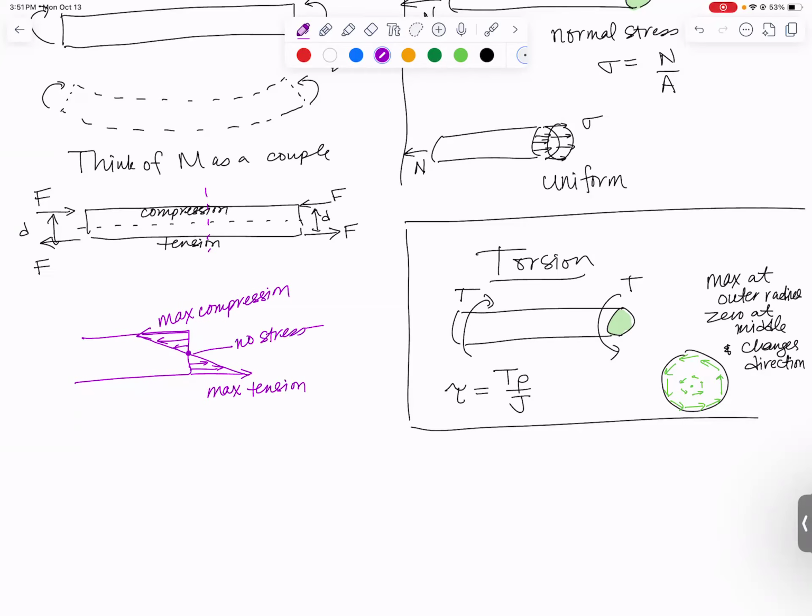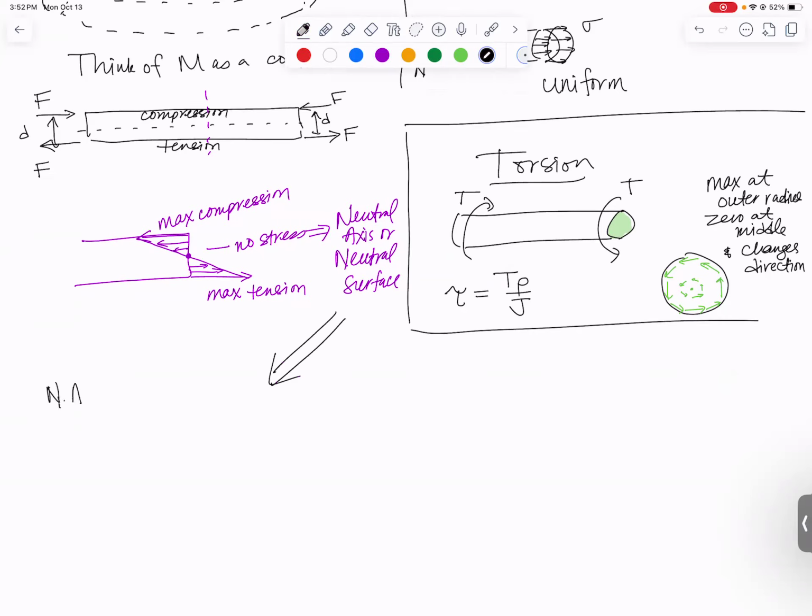And this is called the neutral axis or neutral surface. I think I misspoke. I think I said at the very middle. At some place in between, we will have no stress. It may not be at the middle. It depends on what shape the cross section is. The neutral axis, just call NA for short, goes through the centroid of the cross section.